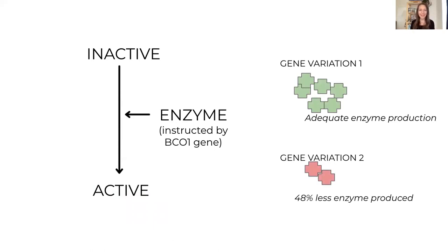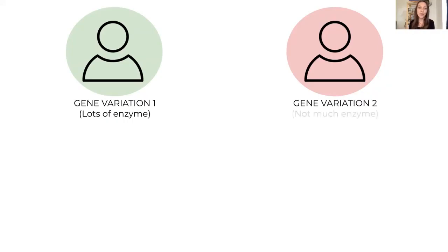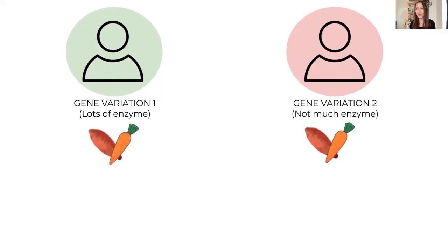So what does this all mean? Well, imagine you've got two people, one with each of these different variations. So this person on the left has gene variation 1, right? The one that produces lots of the enzyme. And the person on the right has gene variation 2, the one that produces not very much of that enzyme at all. Let's give both of these people a diet only plant-based, all right? So they're only eating carrots and sweet potatoes, very restricted.